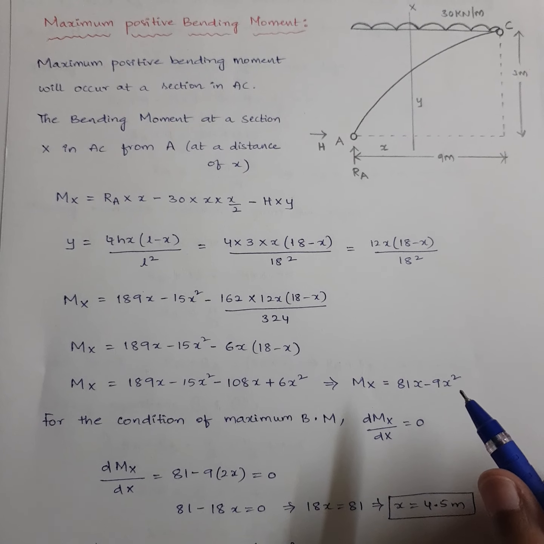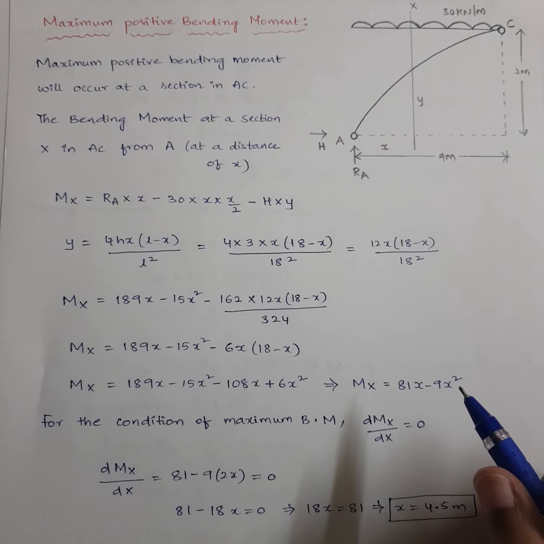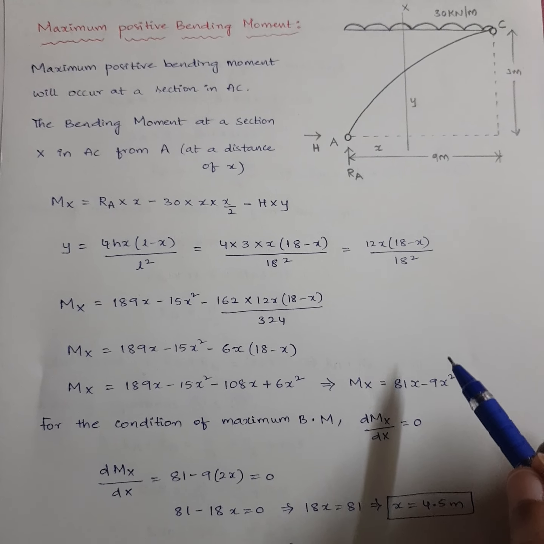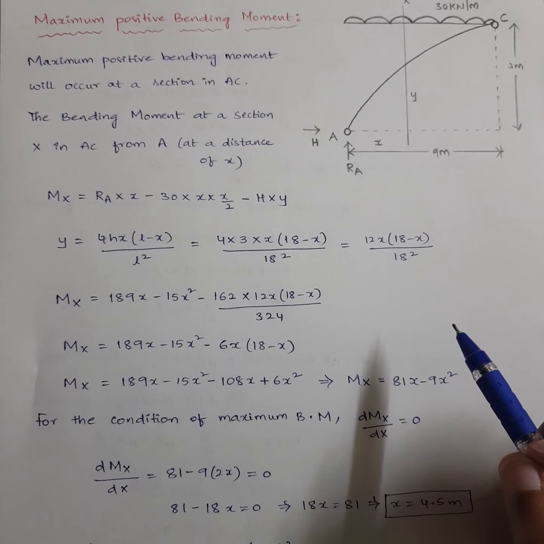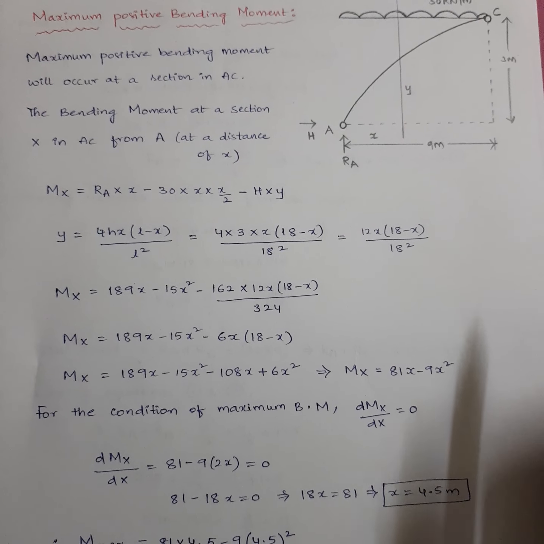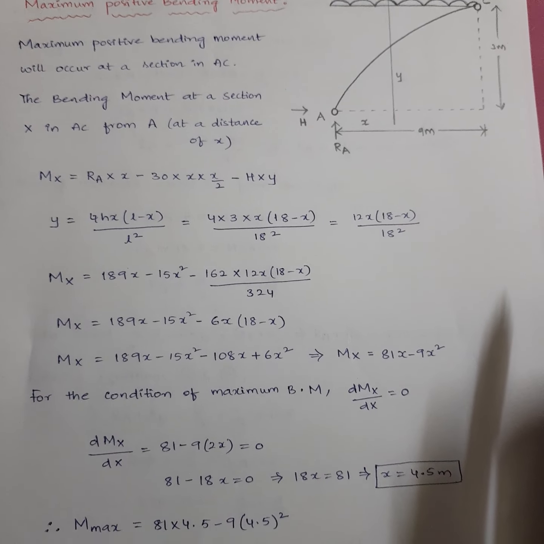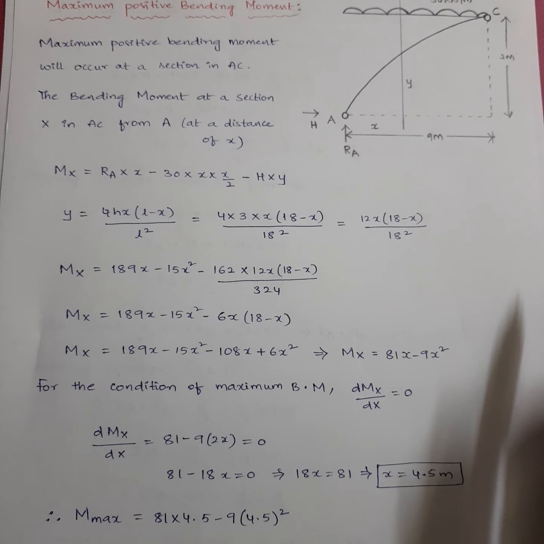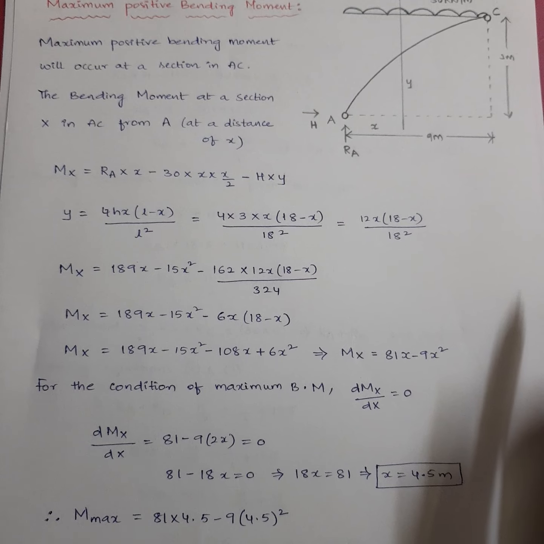I exactly want to know the numerical value of maximum bending moment. Now this equation would give me the bending moment at any section x, but I want maximum bending moment. So maximum bending moment would occur when shear force is 0. So what is shear force? It is differentiation of moment with respect to distance. So shear force should be 0, right?